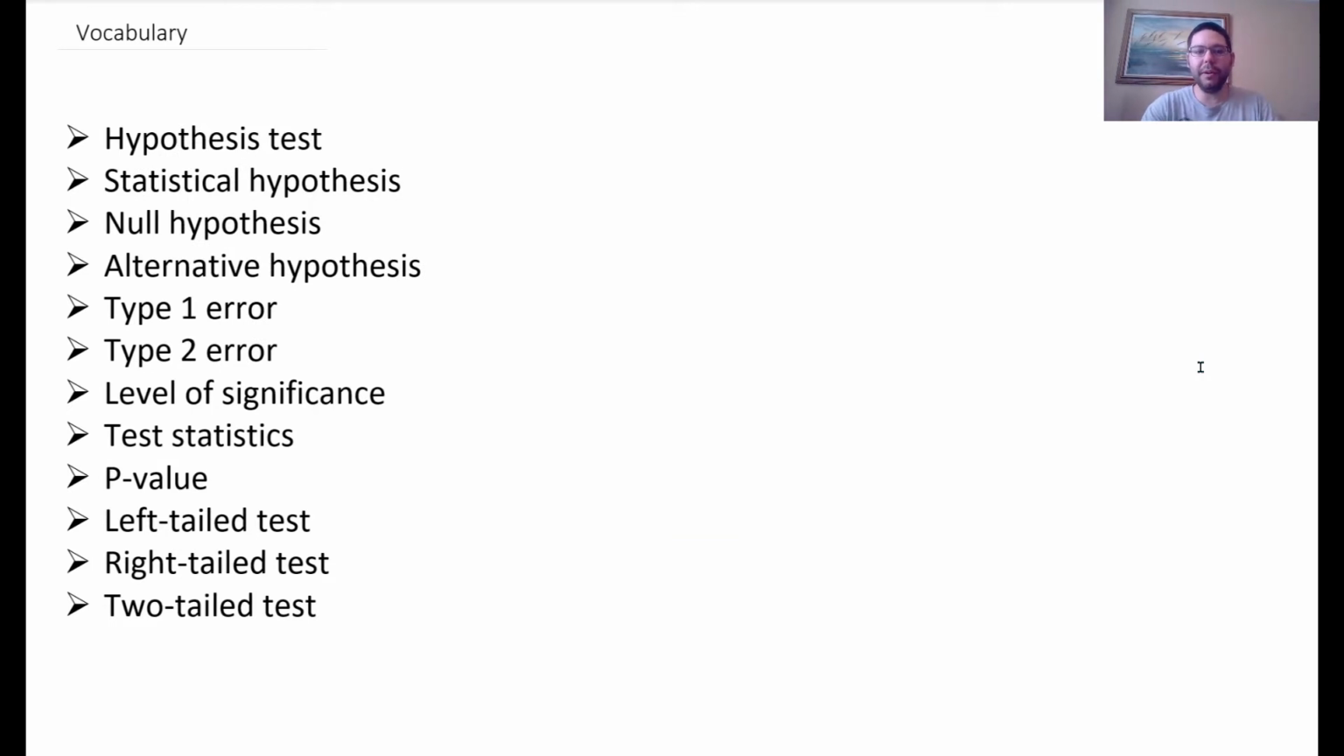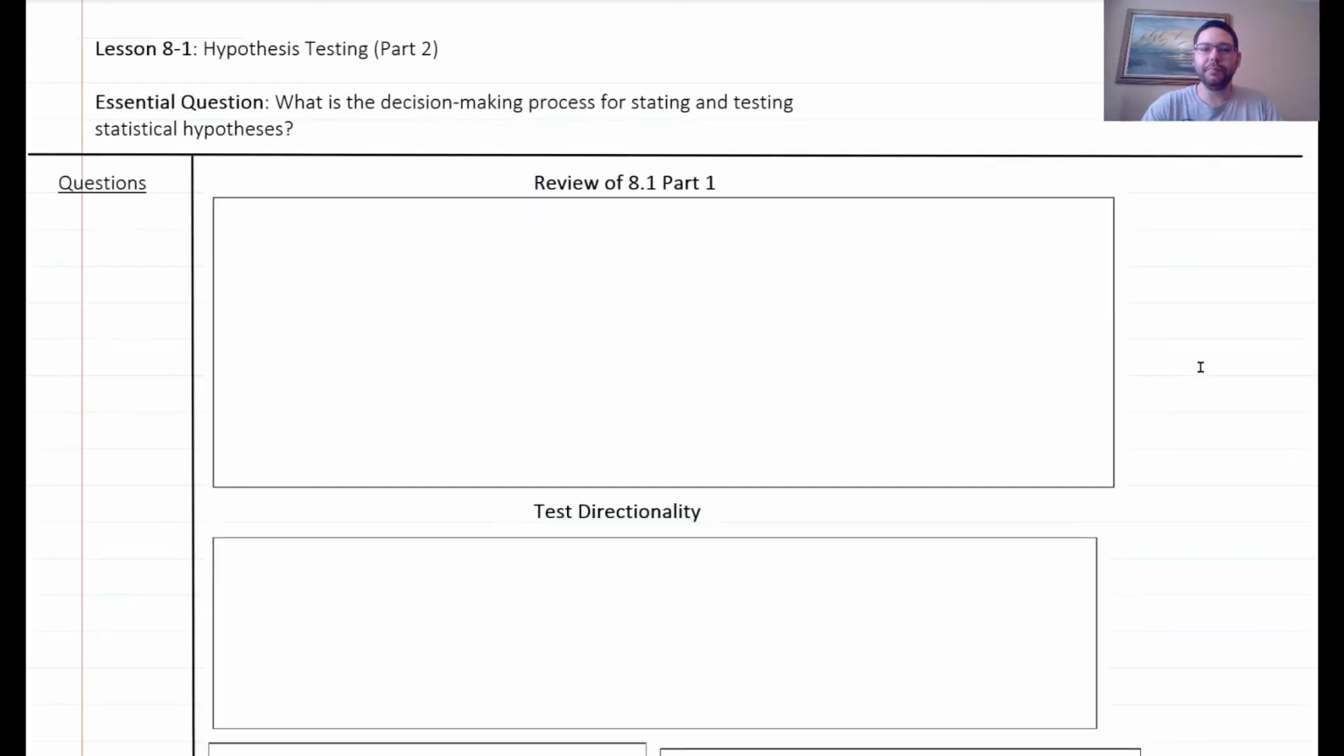All right, so this is the vocab. So we're going to talk about the hypothesis test, statistical hypothesis, null, alternative, type 1, type 2. We kind of already talked about that in the previous lesson. So what we want to focus on are the bottom half: level of significance, test statistic, p-value, left-tailed test, right-tailed test, and two-tailed test. So we'll be introducing those in this lesson.